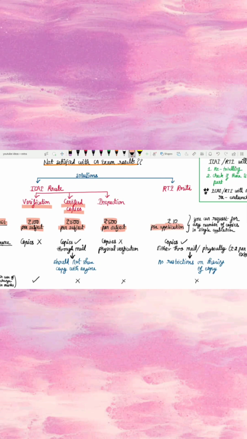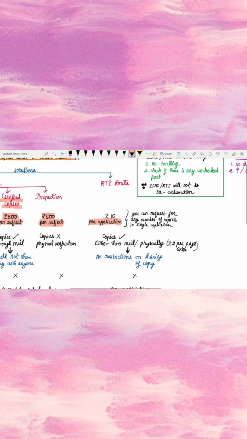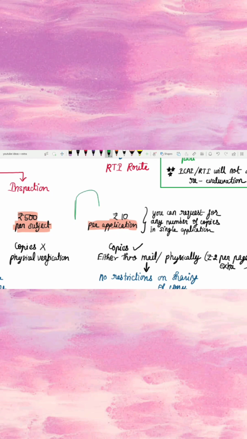Why is it per application here and not per subject? Because you put only one application, and in that one application you can ask for answer sheets of any number of subjects. You can even get all 8 subjects' answer sheets or copies in these 10 rupees. So you pay only 10 rupees in total, and you can request any number of subject copies in a single application.